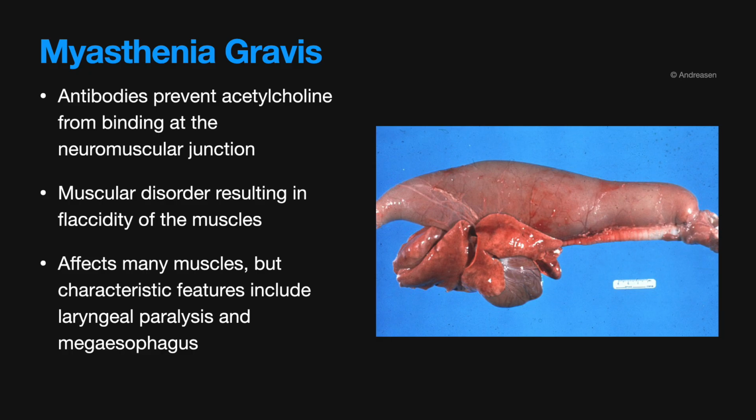In myasthenia gravis in particular, antibodies prevent acetylcholine from binding at the neuromuscular junction. This results in a muscular disorder causing flaccidity of basically all of the muscles. Although this condition affects many muscles, characteristic features that we often think of are laryngeal paralysis and megaesophagus.